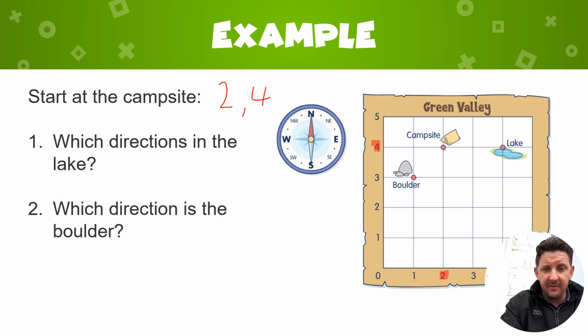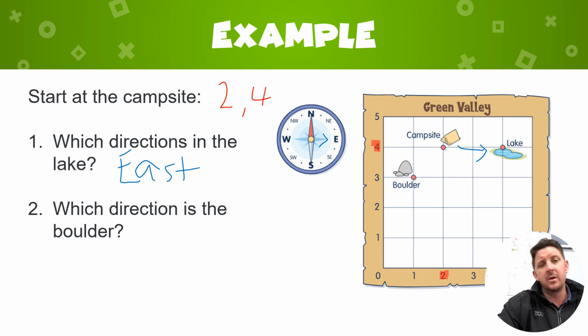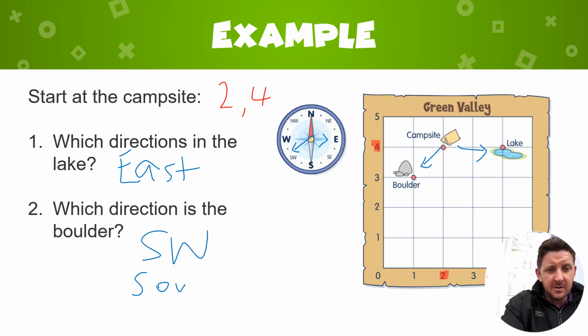Now, the campsite to the lake, if we are going in this direction, the way that my arrow is going. If I have a look at my compass, the same direction from the middle of my compass is this way, and I know straight away that I'm going east. So east, and I can either write E for east, or I can write the whole word east. Which direction is the boulder? If I have a look at the campsite, remember, it is 2, 4, and the boulder is down there. We are going in this diagonal direction down. If I do the exact same on my compass, you can see that it is going halfway between the south and the west. So it would be southwest, SW, or southwest as words.